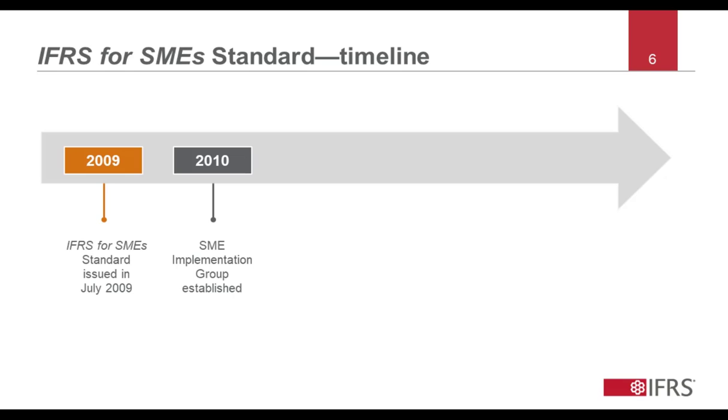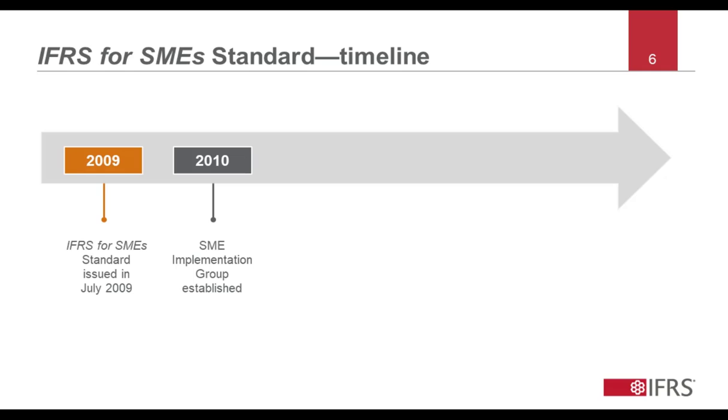In 2010, the board established the SME Implementation Group, the SMIG. The SMIG is an advisory body to the board, and it is a very important group for the IFRS for SMEs standard. In July this year, 21 new members and 1 observer were appointed to the SMIG, and the SMIG terms of reference has been updated.